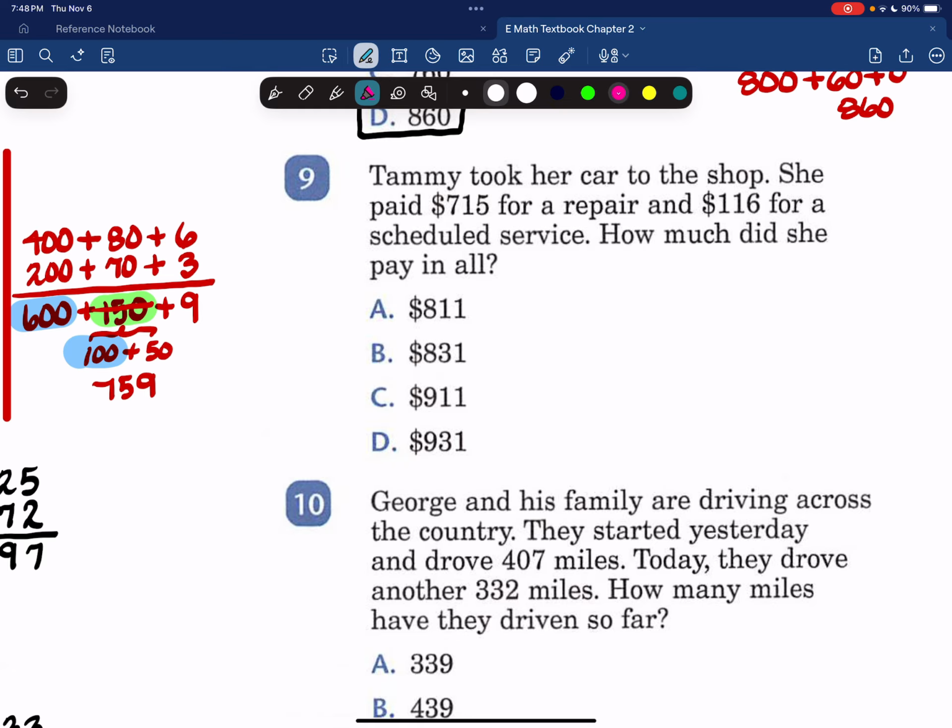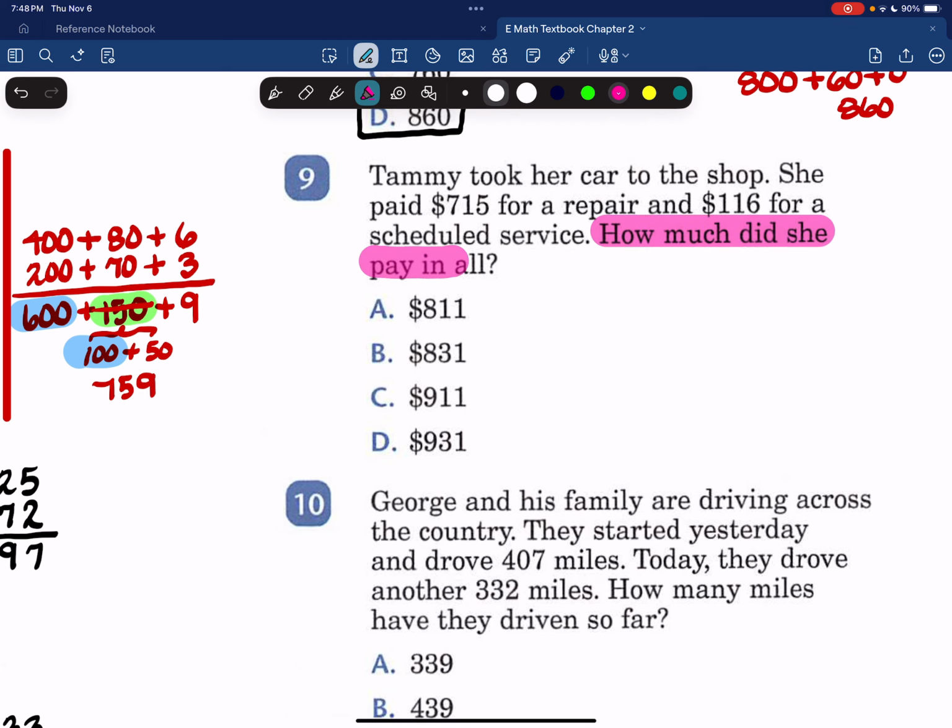Tammy took her car to the shop. She paid $715 for a repair and $116 for a scheduled service. How much did she pay in all?